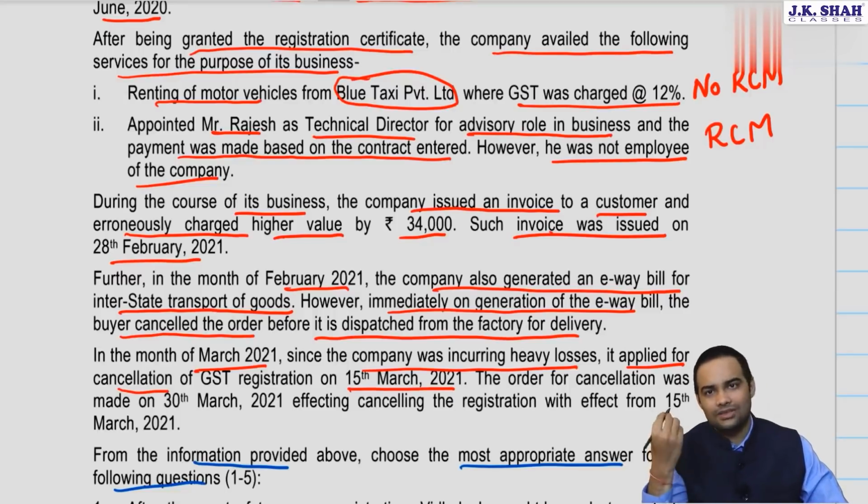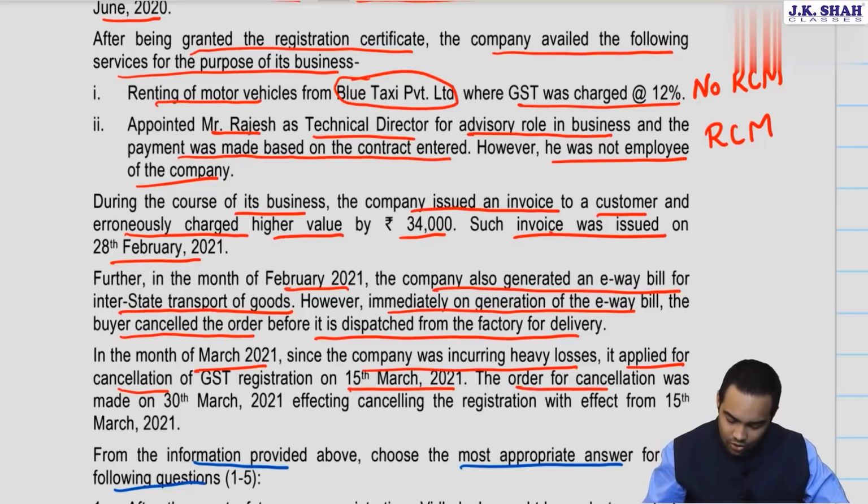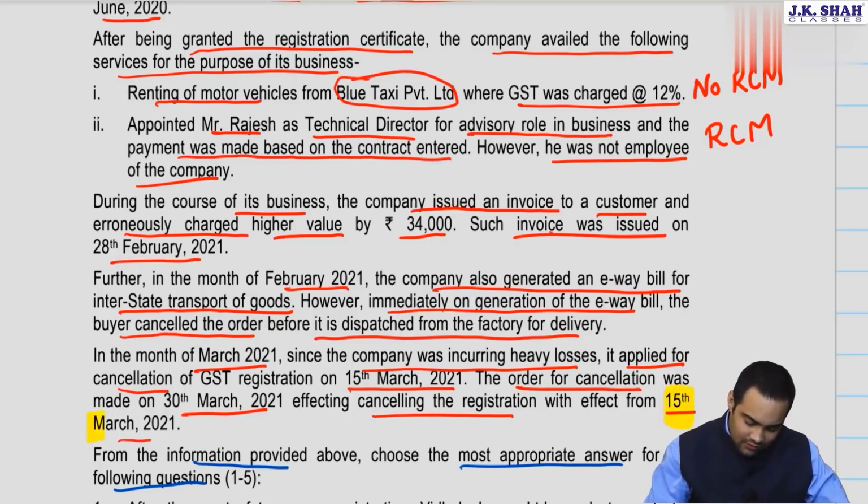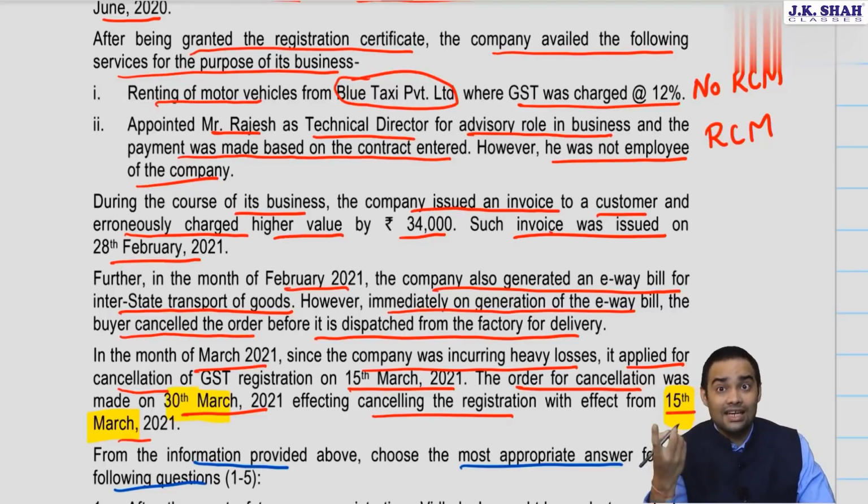So on 15th March we applied for cancellation. The order for cancellation was made on 30th March, cancelling the registration with effect from 15th March. So the effective date of cancellation is 15th March, while the order date is 30th March. The final return is due 3 months from the date of cancellation or 3 months from the date of the order of cancellation, whichever is later. So from 30th March, 3 months. That would be the last date for filing the final return.